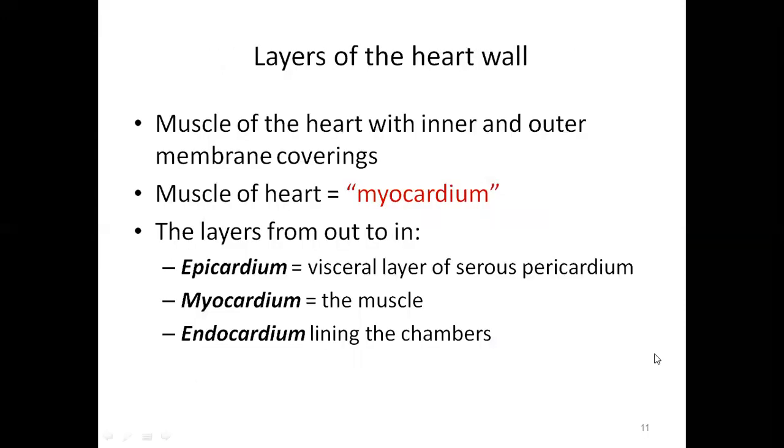Then we come to the layers of the heart wall. Muscle of the heart is myocardium. If we consider 3 layers from out to in: epicardium, myocardium, and endocardium. The epicardium is the visceral layer of serous pericardium, and the myocardium is the muscle. In a heart attack, mainly the myocardium is affected, and the endocardium lines the chambers.